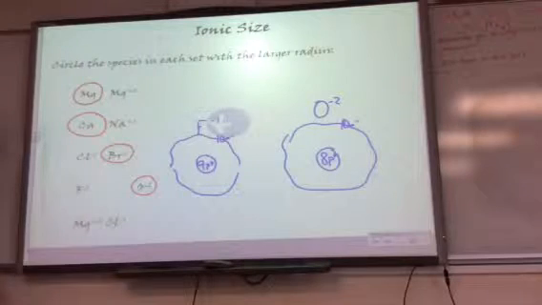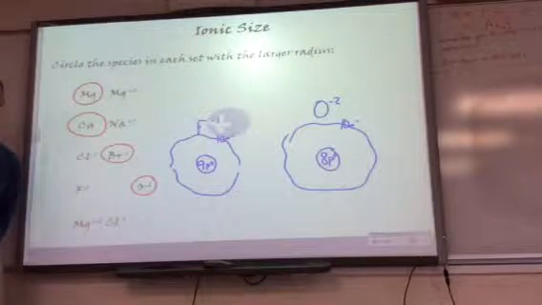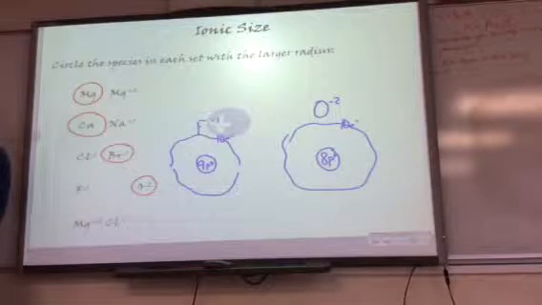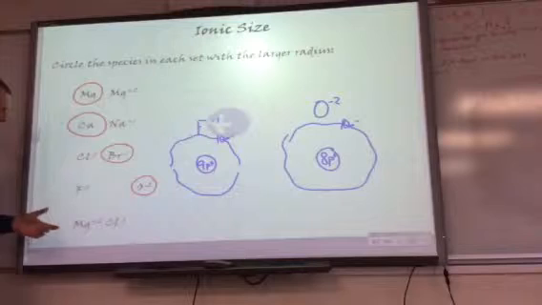Okay, and finally, last one, magnesium positive 2 or chloride negative 1. Which one do you think is bigger between those two? The negative ion is going to be bigger. Chloride gets bigger when it forms an ion.